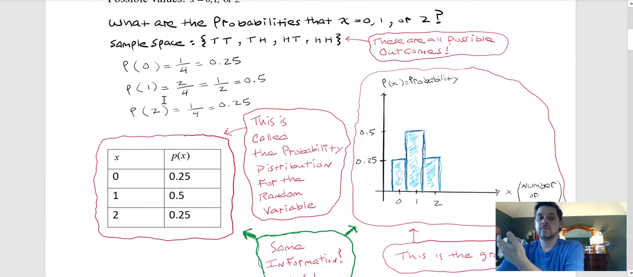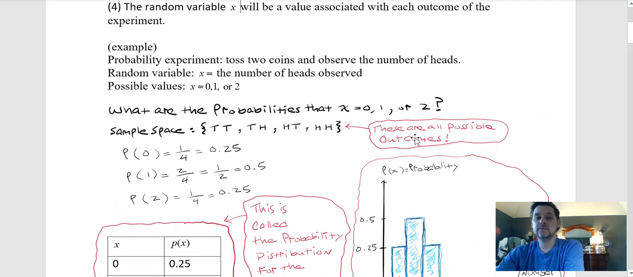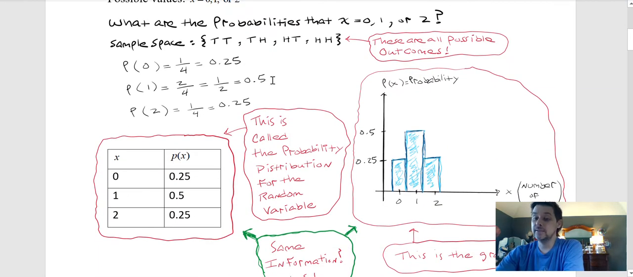Now, where we go further than that in statistics class is we calculate probabilities, we calculate the odds that something will happen. It's not just enough to say, here's what might happen, but we want to say how likely it is, how probable it is, and so on. So here's where I want to take it from here. What are the probabilities that the random variable will be 0 or 1 or 2? Those are the only possible values it could take.